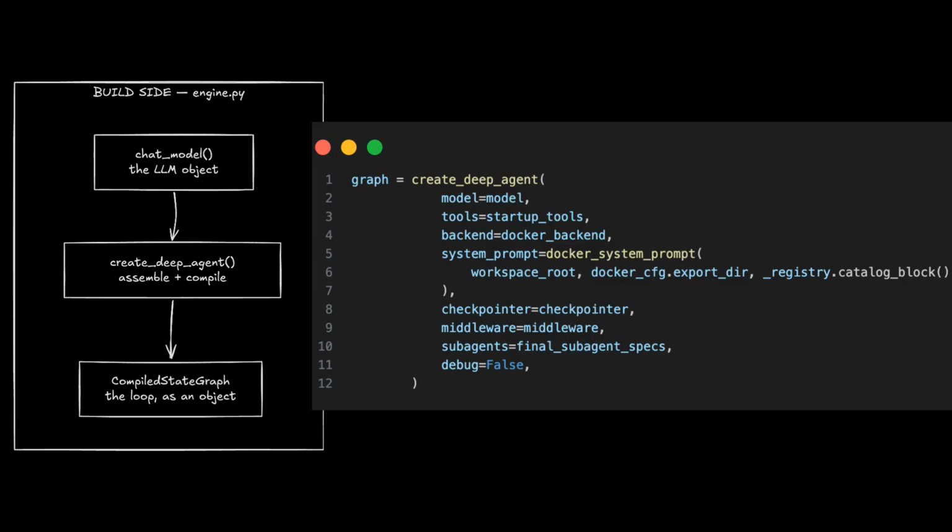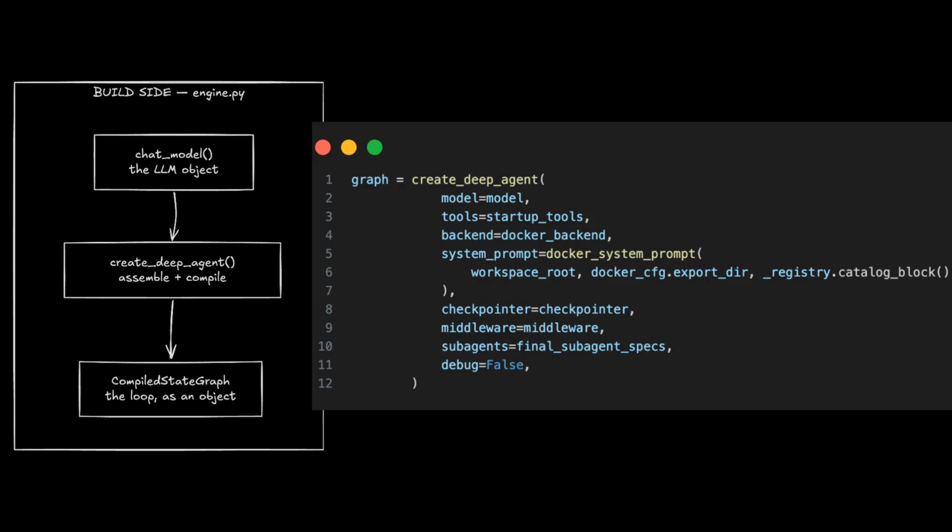This is the call that builds the agent. What we pass it isn't loop code, it's parts. The model, the chat model from LLM.py. The tools, what the agent is allowed to do. The backend, where those tools run, local shell or Docker sandbox. The system prompt, who the agent is, on every turn. The checkpointer for its memory. And the middleware, which is the safety harness. All these are passed in this function, create DeepAgent.